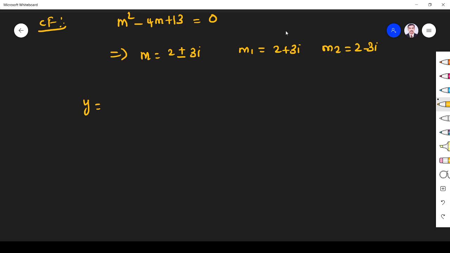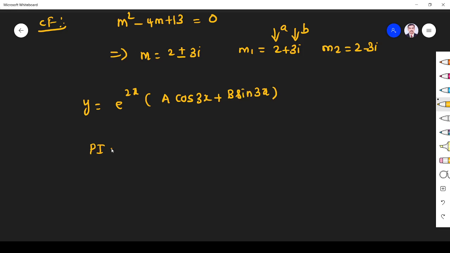e power ax. So this is our a, this is our b. e power ax is nothing but e power 2x into a cos bx. b is nothing but 3. So (a cos bx plus b sin bx), that is, a cos 3x plus b sin 3x. This is our complementary function.